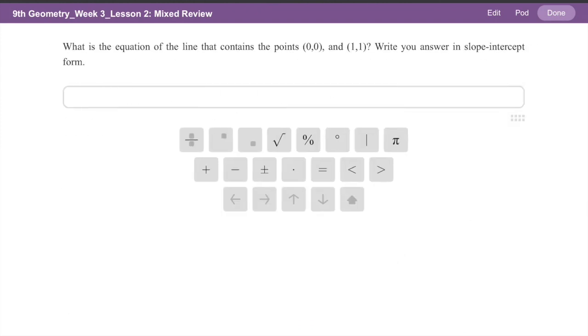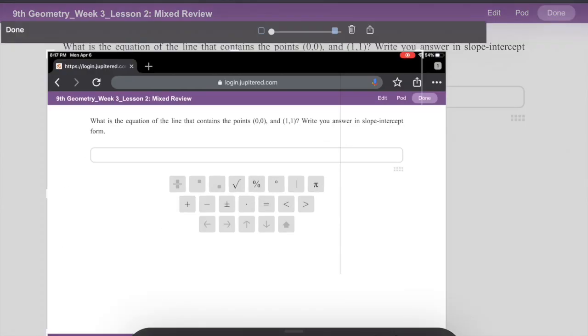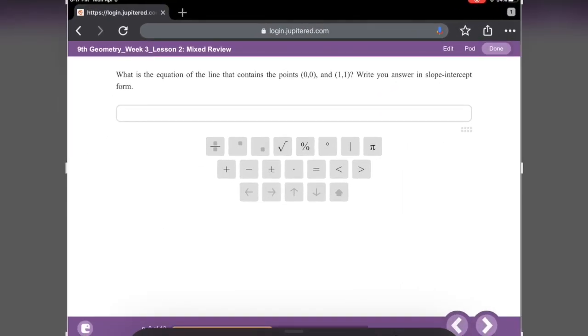Okay, what is the equation of a line that contains the point 0, 0, and 1, 1? Write your answer in slope-intercept form. Okay, so there are going to be a few questions about the equation of a line that passes through 2 points. And in these, you'll always have to give your answer in slope-intercept form. Slope-intercept form in general is y equals mx plus b. Okay, and the goal is to basically find the values for m, which stands for slope, and b, which stands for the y-intercept. So those are going to be replaced with actual numbers in the problem.